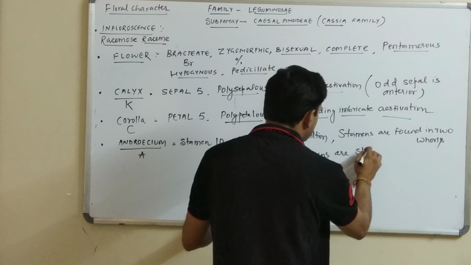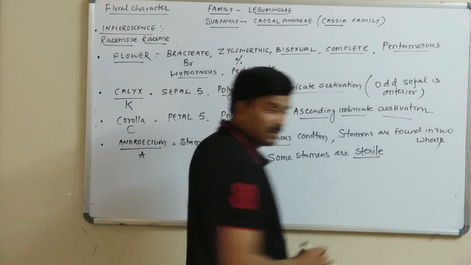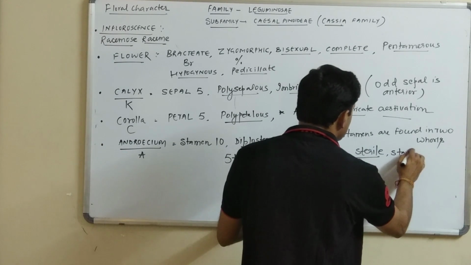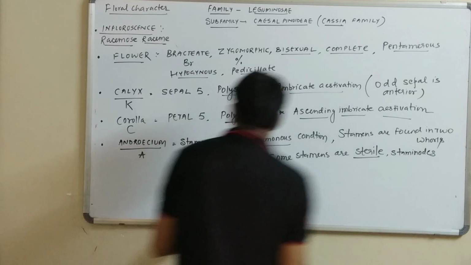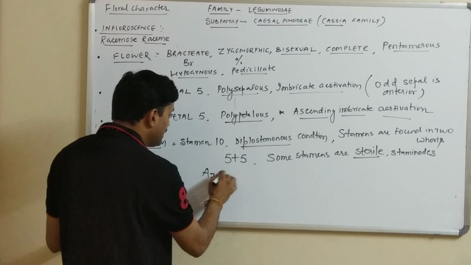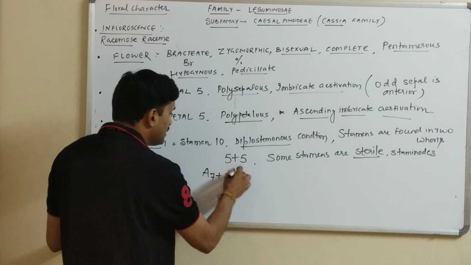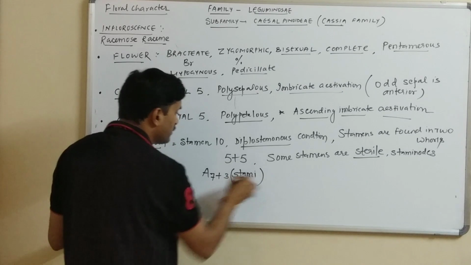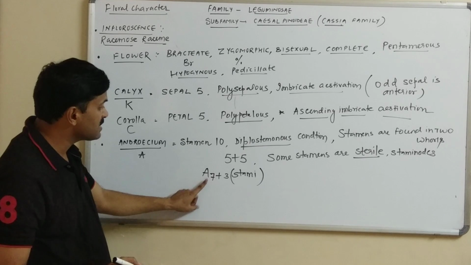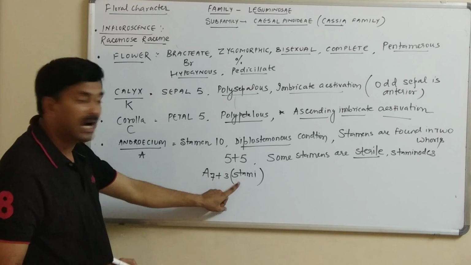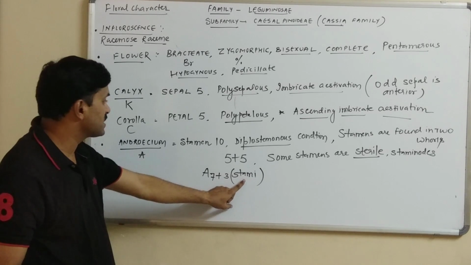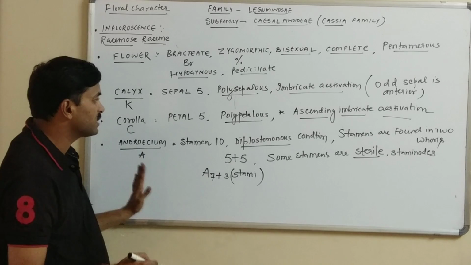are sterile. And you must know that these sterile stamens are called staminodes. So we can say that out of the 10, 7 stamens are fertile and 3 stamens are sterile. So androecium consists of how many stamens? 10 stamens. 7 are fertile and 3 are infertile, means they are sterile, and they are called the staminodes. So you must know this thing also.